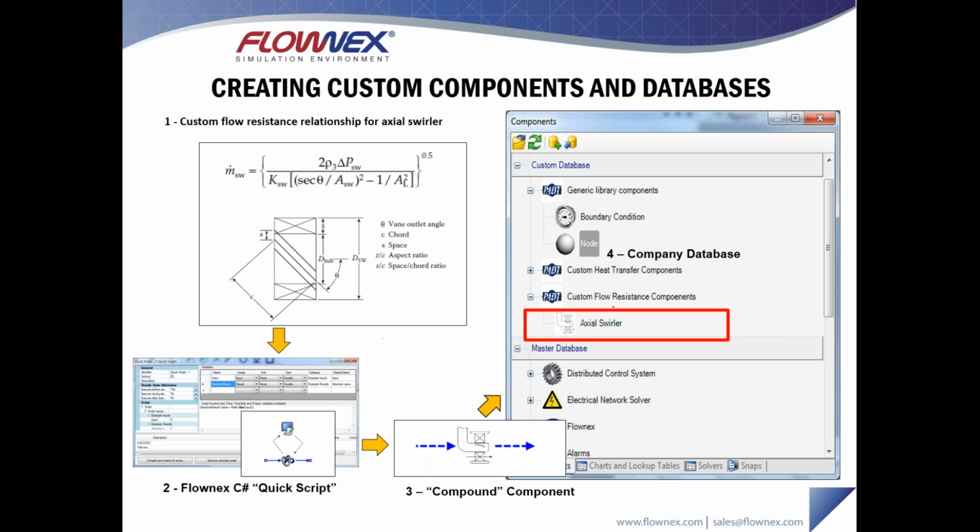You could then store that in a custom database that is accessible company-wide by all Flownex users within a specific organization. So the real takeaway I want you to get from this slide is that you can use this as a platform on which to build a great library of components that you can use in-house that are specific to you, and you can really grow on that, and it's easy to maintain and easy to share across the company.